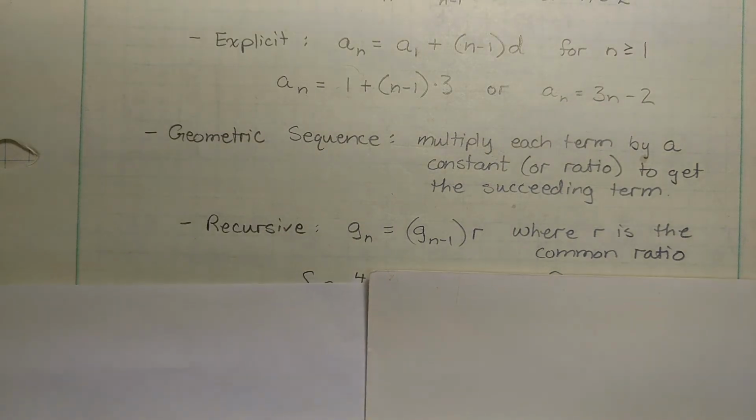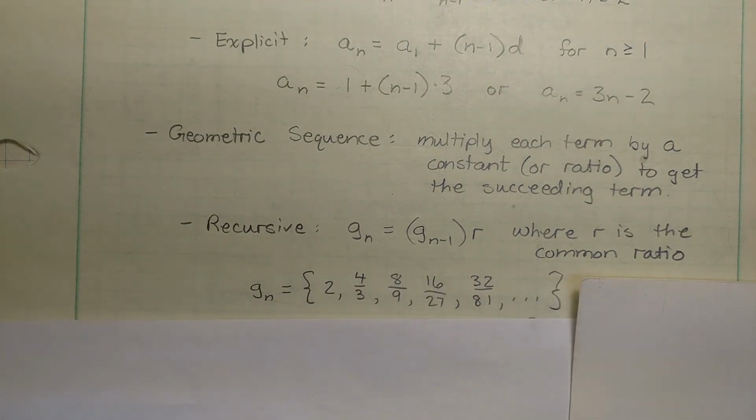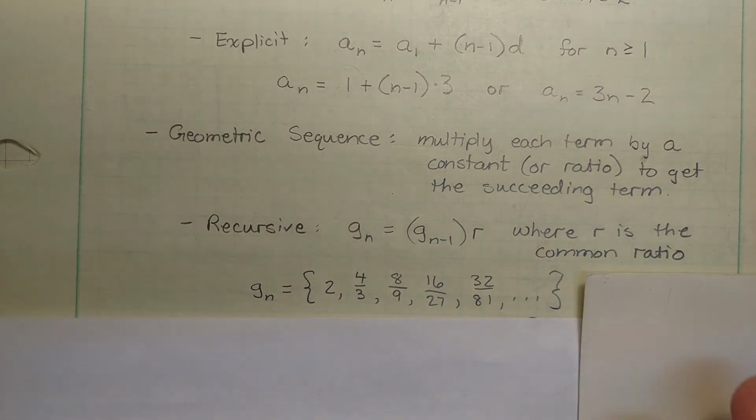So let's look at a geometric sequence. Here's our geometric sequence. We'll call g of n our sequence: 2, 4/3, 8/9, 16 over 27, 32 over 81. Now, you may be asking, how do I know this is geometric? Well, one way you know is I told you that it's geometric, but the way to figure it out is to take multiple terms and see if there is a common ratio between terms.